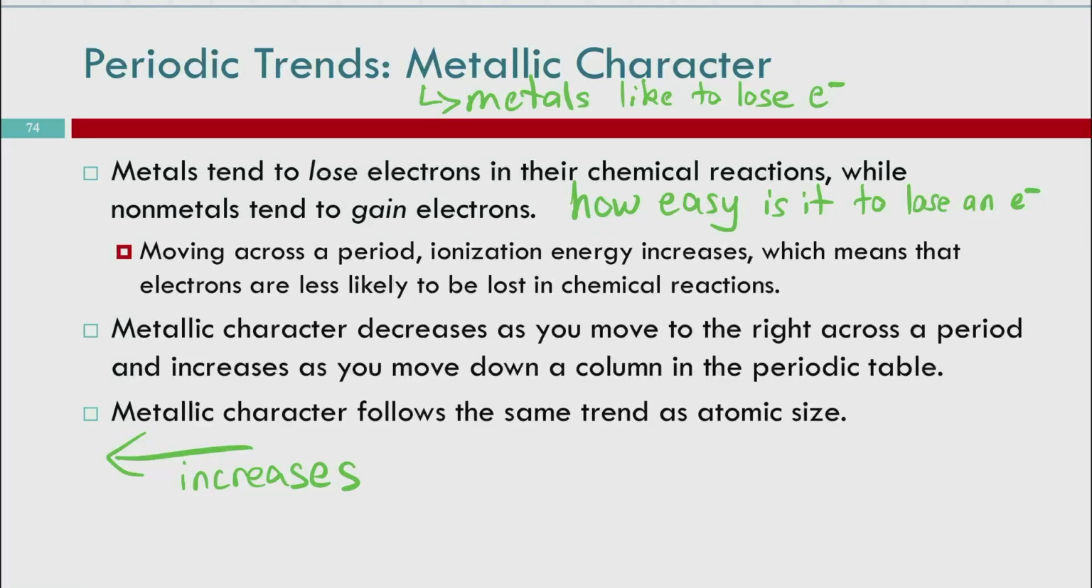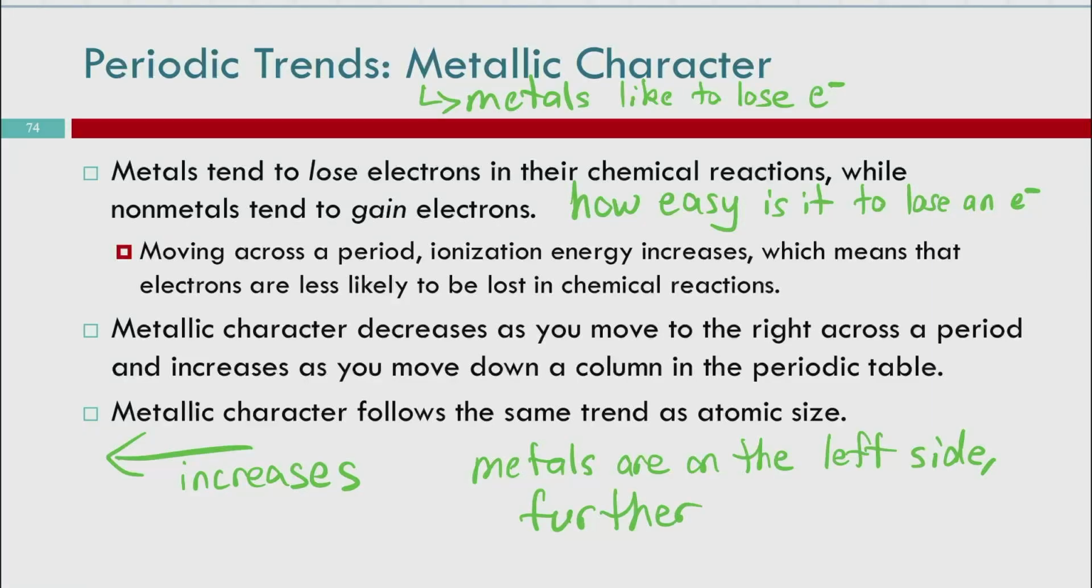I think that this is one of the easier trends to remember. Where are most of our metals on the periodic table? On the left side, and our nonmetals are on the right side. So it would make sense that if you're on the left side of the periodic table or further to the left, you're more like a metal. You're closer to that metal area. If you're further on the right, you're less like a metal, so lower metallic character. The metals are on the left side. So it follows that further left equals more metallic.